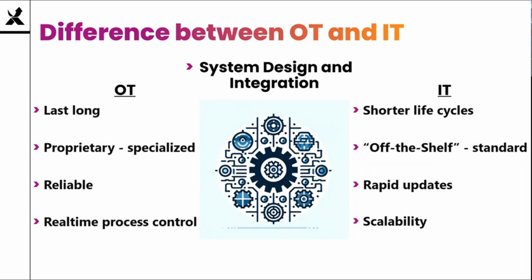On system design and integration, we see that OT systems are often built to last long and may run on proprietary, specialized hardware and software. They are typically designed to perform a set function reliably under specific operational conditions and often involve real-time process control. IT systems generally have shorter life cycles and are more flexible, incorporating standard off-the-shelf software and hardware. These systems are designed for rapid updates and scalability to adapt to changing business needs.